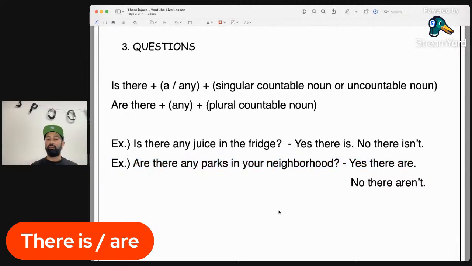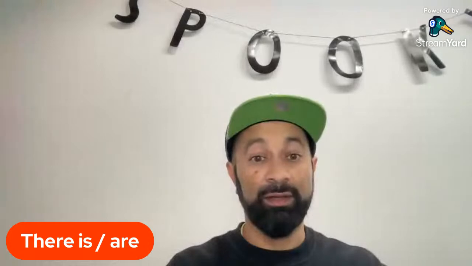Okay, so remember, if it's countable and it's singular, or if it's uncountable, please use is. If it's countable and there's more than one, please use are. Okay, so that is where we're going to start our active part of this lesson. This is where you are going to start speaking.